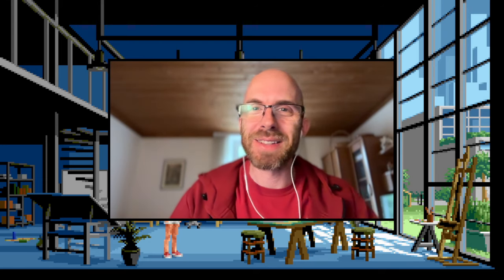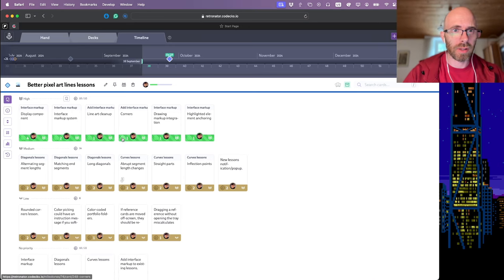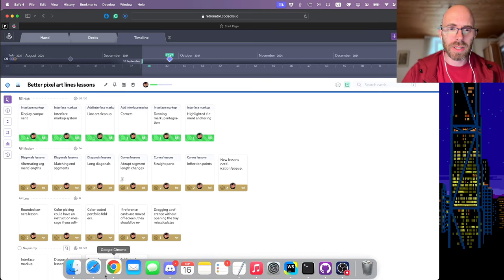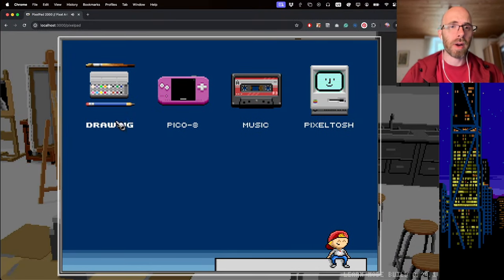A week is over and I have had good progress. It's so nice to be working on the game again, on new content, new features, and to record a vlog. Let's take a look. All the high priority tasks are done. This was the new interface markup system. So let's take a look at how this looks in practice.